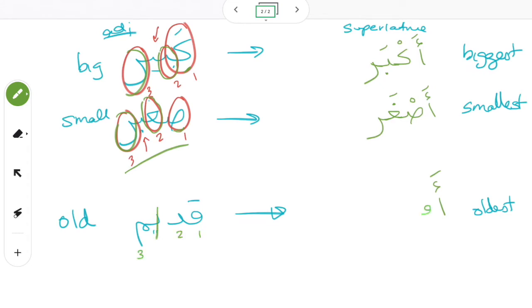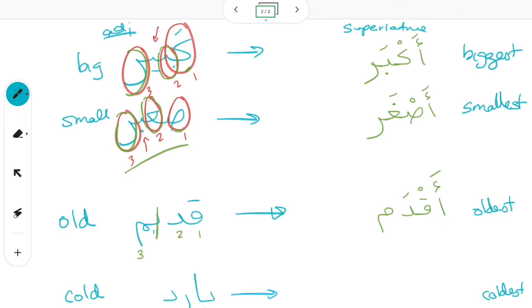So we have alif hamza. The ya here is extra, so here's the first root letter, the second root letter, and the third root letter. So the first root letter, we're going to put sukoon, fatha, mim. Qadim, aqdam. Okay, let's do another one.